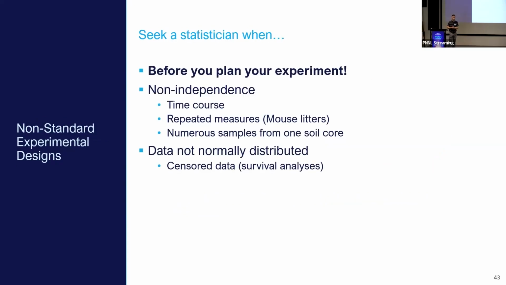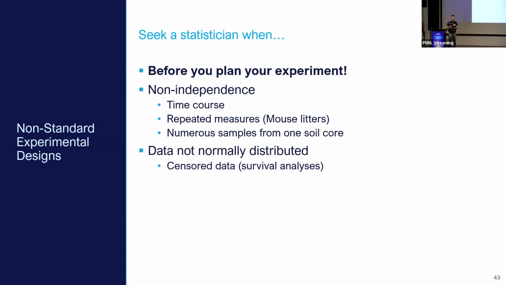So then we also have non-standard experimental design. And the big thing that we want to mention with this is that you should seek a statistician when working with especially non-standard experimental design. This is because it's very important to have that background before you even start planning your experiment. If you have those conversations with your statistician as early on as possible, it will make running the design as well as analyzing the data as smooth as possible.